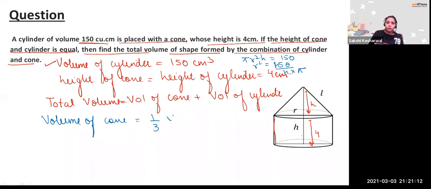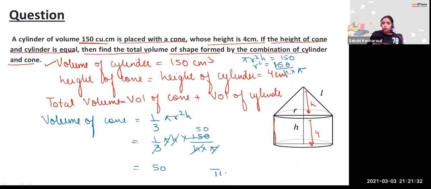So volume of cone will be 1 by 3 into pi r square h, right? So this is equal to 1 by 3 into pi h, and r square value is 150 upon h into pi, right? You see that h and h cancel, pi and pi cancel. So volume is equal to 50. So total volume is equal to 50 plus 150, which is equal to 200 centimeter cube. That's your answer, right? So write it down.